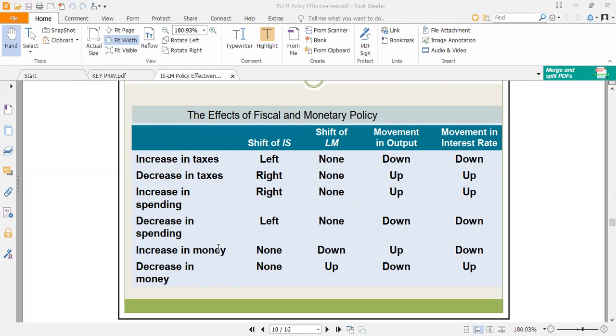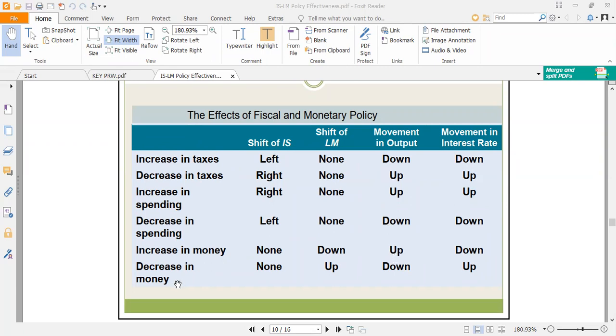And then for an increase in money supply, it doesn't affect the IS curve, it affects the LM curve. It causes it to shift downwards. And when it shifts downwards, there's going to be an increase in the output level and a reduction in interest rate. Okay, remember, interest rates must fall for investment to increase to cause the increase in the output level.